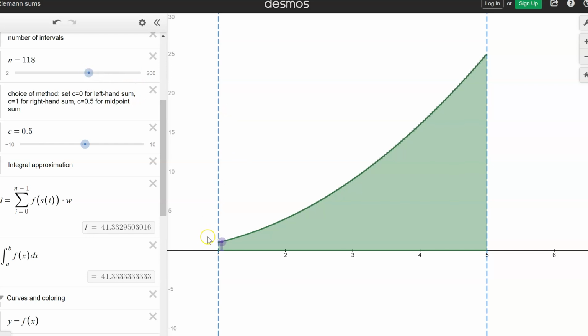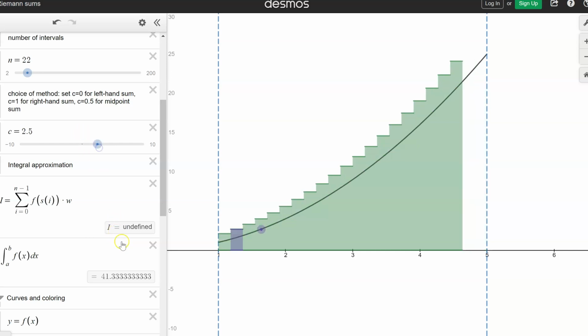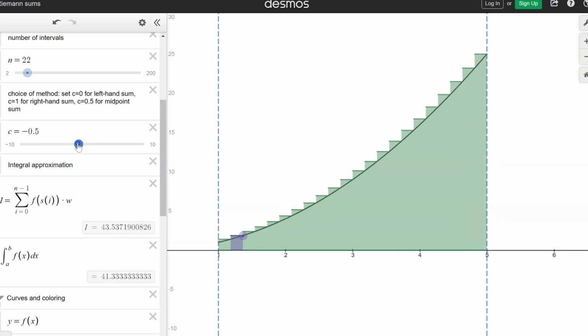So the more subintervals you have, the better your approximation. You can see even there, it's already got 41.322. If I do some more, you can see now it's 41.33. See how we're just getting closer and closer. So let's go back to 8. Okay, perfect. So we have 41.25.